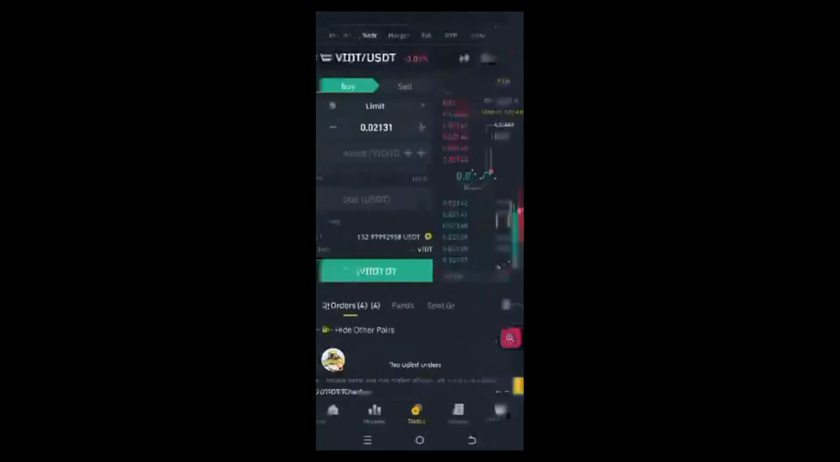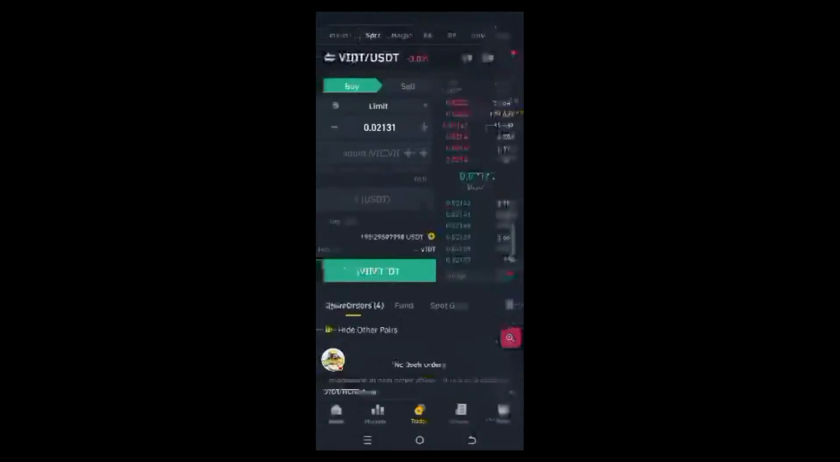We are currently out of the trade. Beautiful. So VIDT, good one. We made $1.05 minus the fees. We actually made $1, which is 2%.